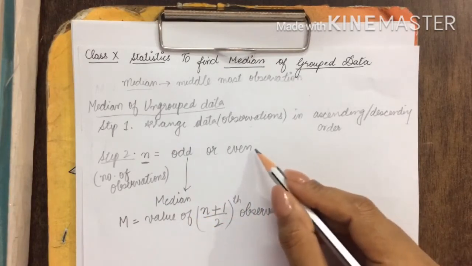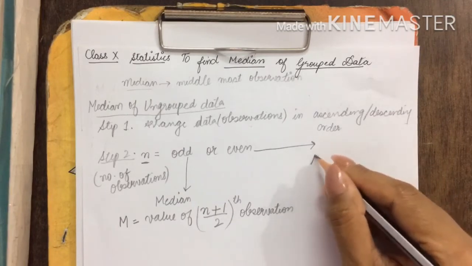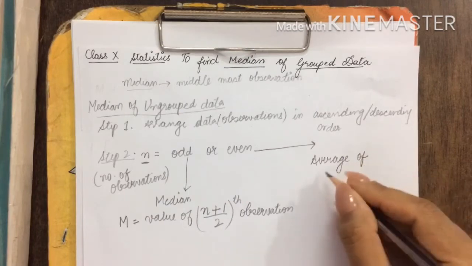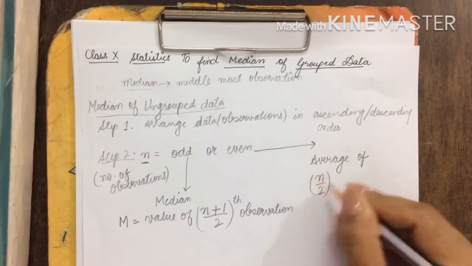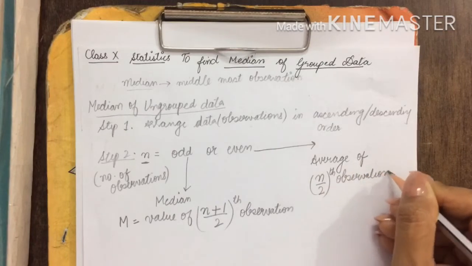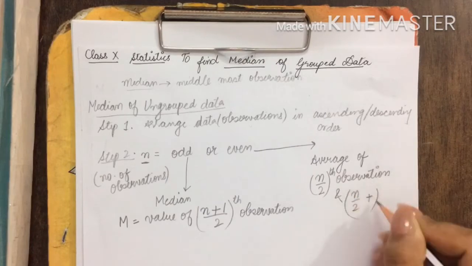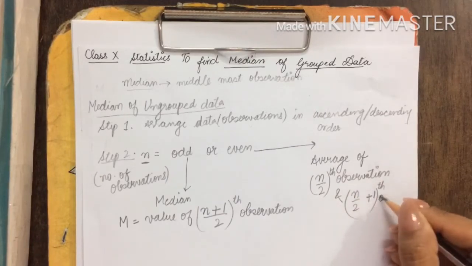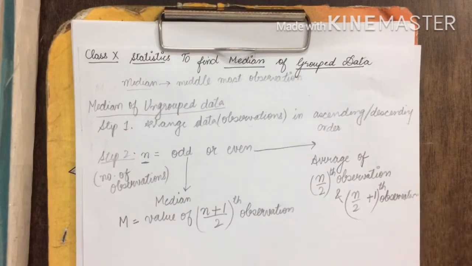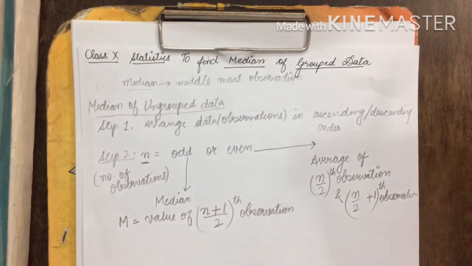And in case of an even number of observations, I would need to find out the average of the n by 2th observation and the n by 2 plus 1th observation. To understand how this formula is used, let us take a couple of examples.